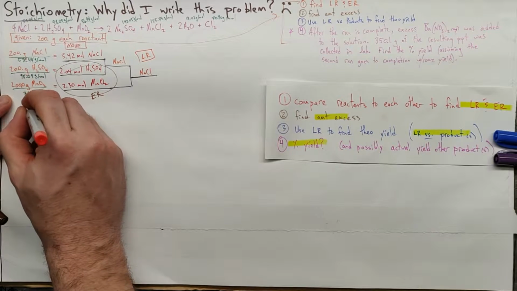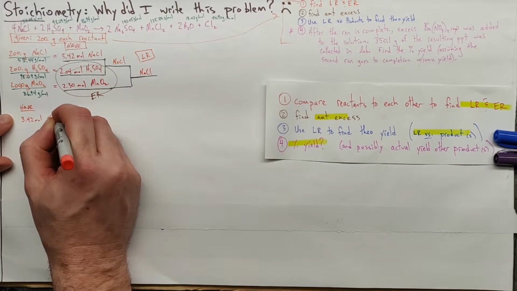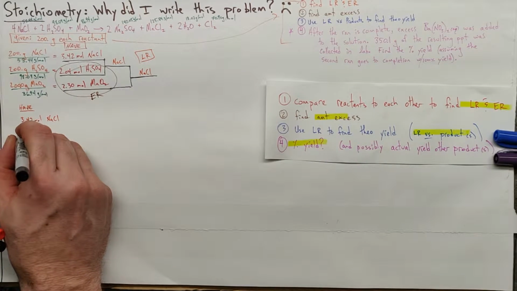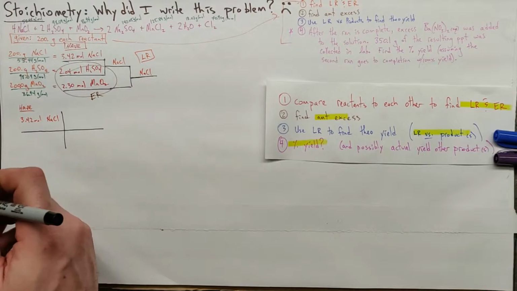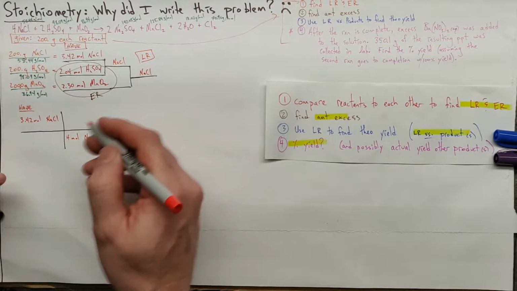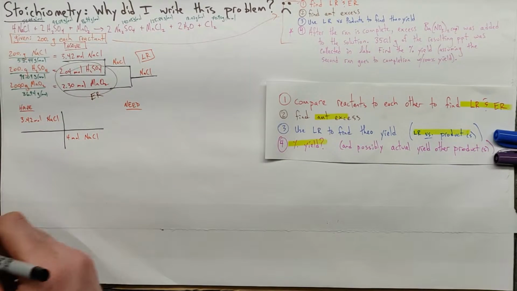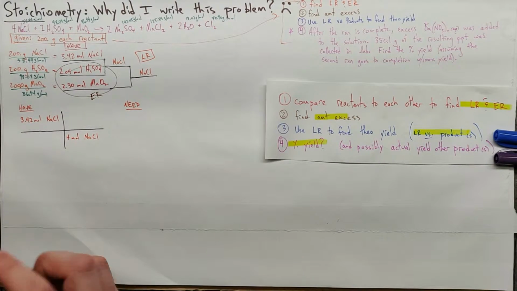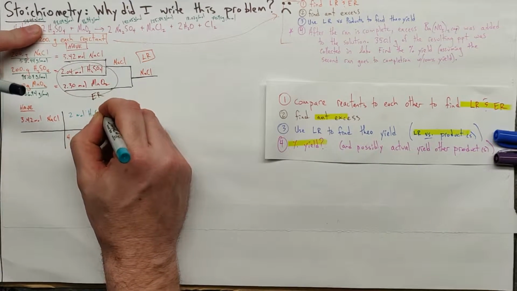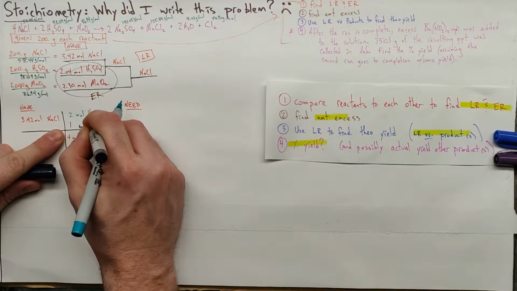I have 3.42 moles of the NaCl, and as we set this dimensional analysis up, I know that for every 4 moles of NaCl, I'm going to have 2 moles H2SO4, and we're going to have 1 mole of manganese dioxide.